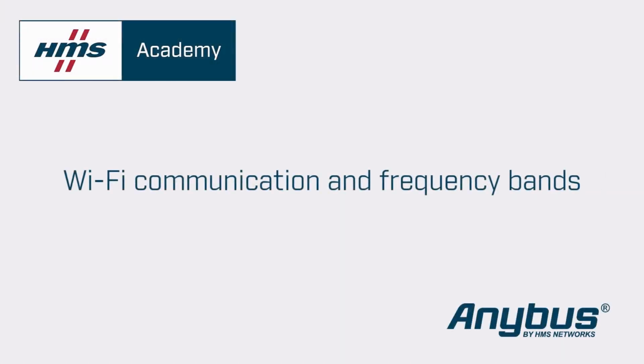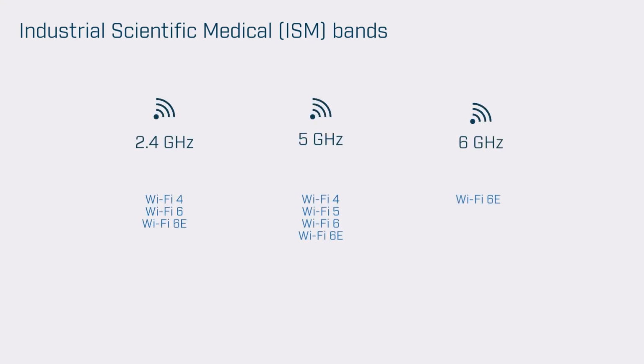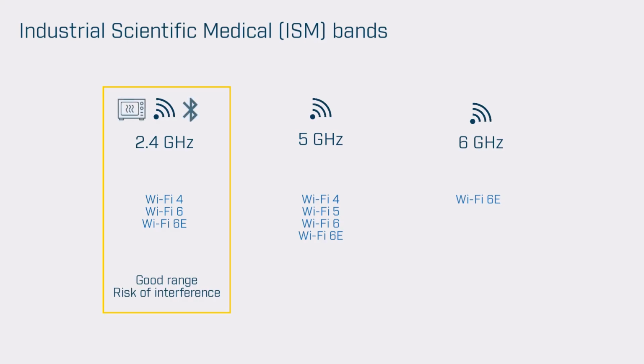In this video, you'll get an overview of Wi-Fi communication and the currently available frequency bands. Wi-Fi operates on unlicensed ISM bands. Here's an overview of the 3 bands for Wi-Fi 4, 5, 6, and 6E. The 2.4 GHz band is widely used due to its compatibility with almost all Wi-Fi devices. It provides good range due to its lower frequency and longer wavelengths. However, this band is also used by other technologies and devices, which can cause interference.